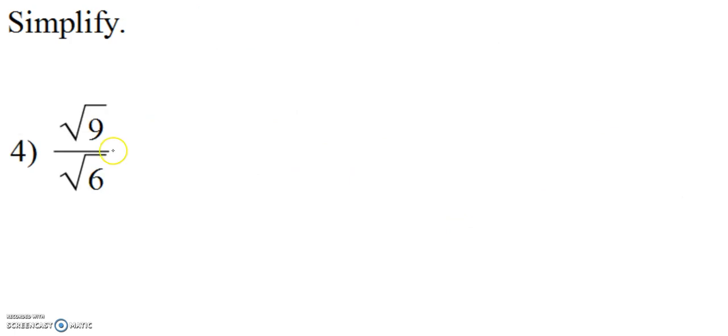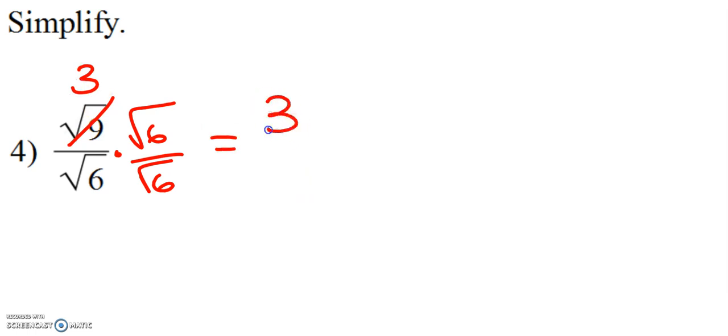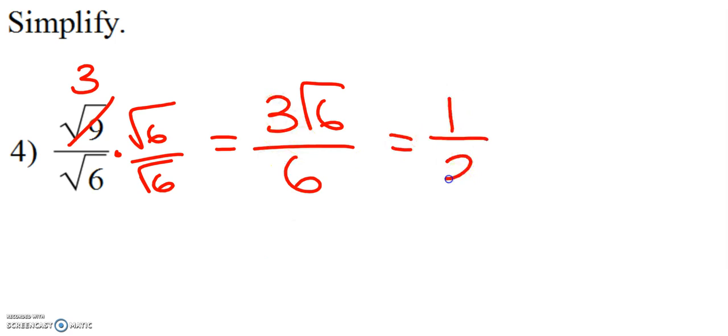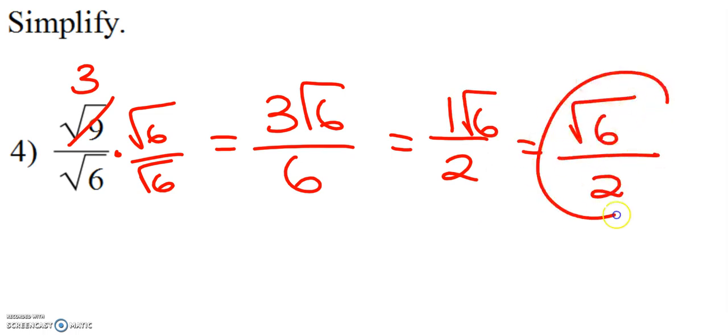Okay, let's do another one. Again, I need to rationalize my denominator. Square root of 9 over square root of 6. Well, first off, square root of 9 is 3, so I can make my life a little bit easy right there. So right here, I'm going to be left with 3 radical 6. On the bottom, I'm going to be left with 6. Now, I'm not done. What is 3 over 6? That is 1/2. And then I just keep my radical on the top. So in this problem, I'm left with radical 6 divided by 2.